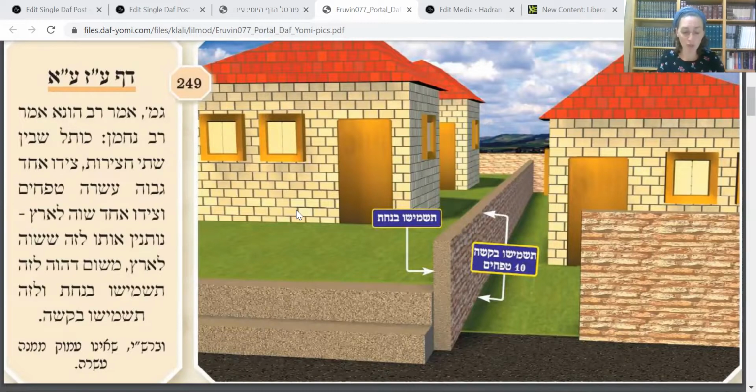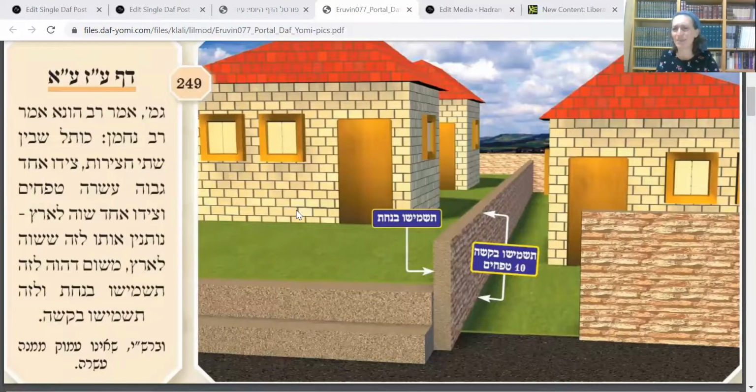You have a wall between two courtyards. Tzido echad gavoa 10 tvachim, v'tzido echad shava la'aretz. One side is 10 tvachim high, because that's the lower side. But the wall on the other side and the neighbor is actually going to be this. Actually, I have this with my backyard neighbor, where they're situated much higher than I am. And for them, it's shaveh la'aretz.